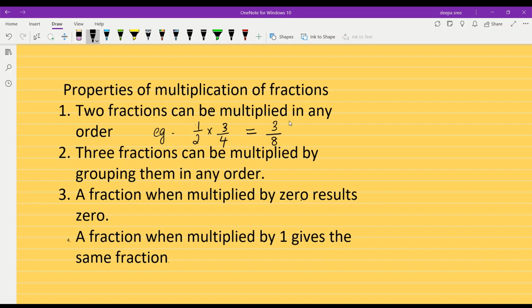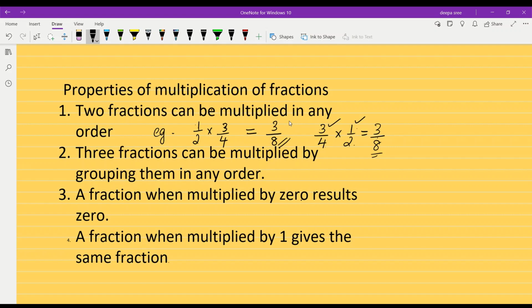Now we can change the order of the fractions. So first I am taking 3 by 4. Then the next one is 1 by 2. I changed the order of the fractions and now we can multiply 3 into 1. That is 3. Numerators we multiply, 3 and 1, that is 3. 4 into 2, denominators we multiply, 8. Now there is no change in the result. So two fractions can be multiplied in any order.